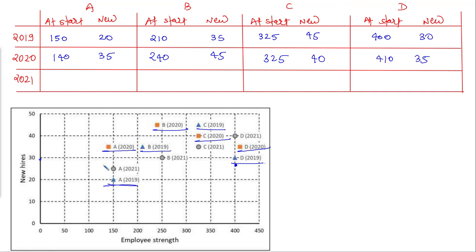Similarly, for the year 2021 the data points are represented by using this dot. So over here 150 comma 25, over here 250 comma 30. For company C it is 325 comma 35, and after that for company D it is 400 comma 40. So now let's have a look at the questions one by one.